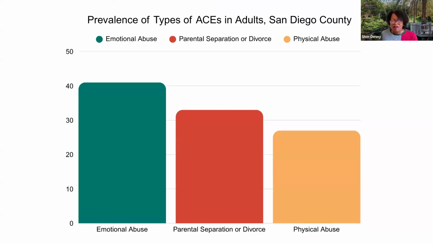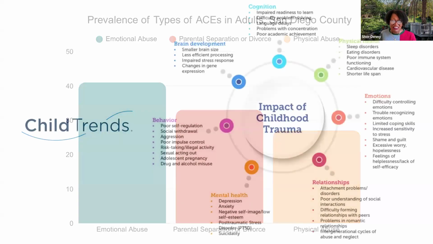Now, in San Diego, what they found out was the largest number of people are dealing with emotional abuse. You might have thought it would be physical, but it's mostly emotional abuse that is happening and harming those in our community. So it's so important to ensure that we are good within ourselves and that we can help others.